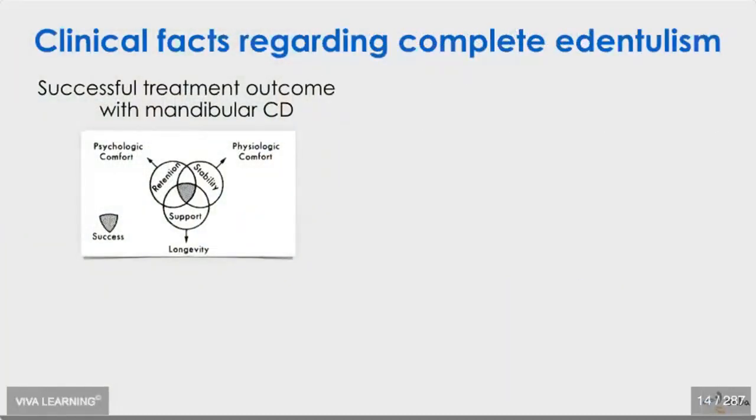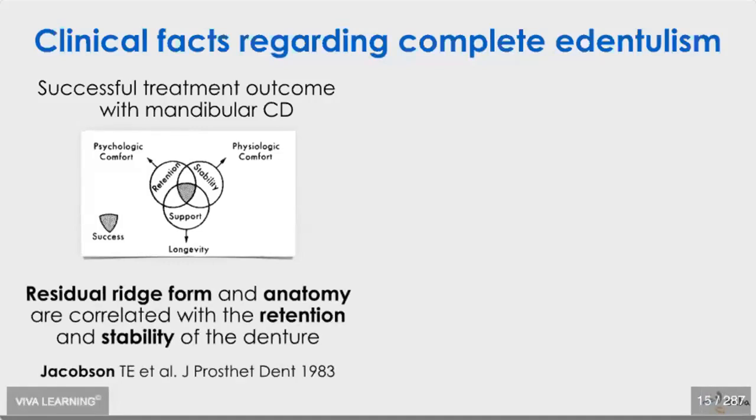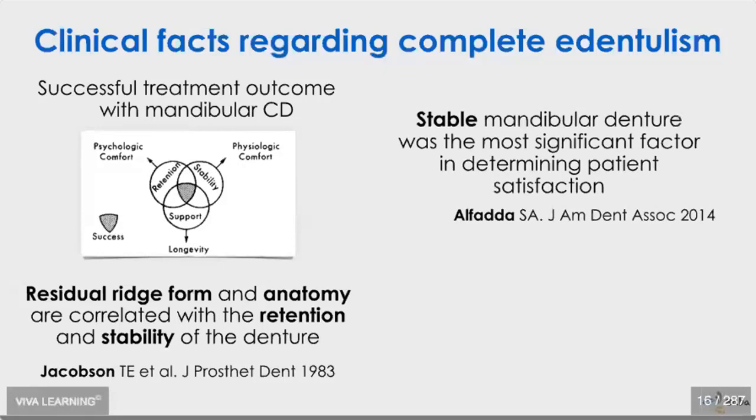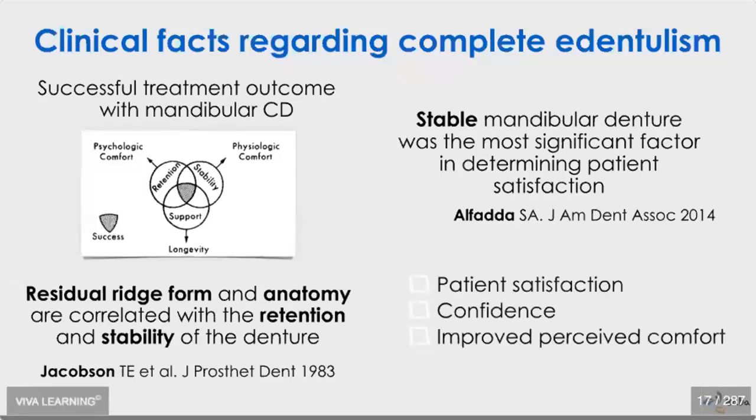Now, let's look at some clinical facts regarding complete edentulism. This is an old study published in 1983, and they wanted to look at the successful treatment outcome with mandibular complete dentures. They found that the residual ridge form and anatomy are correlated with the retention and stability of the denture. They found that a stable mandibular denture was the most significant factor in determining patient satisfaction. So if a patient is satisfied, confident, and has improved perceived comfort, then you have given them the ideal treatment.